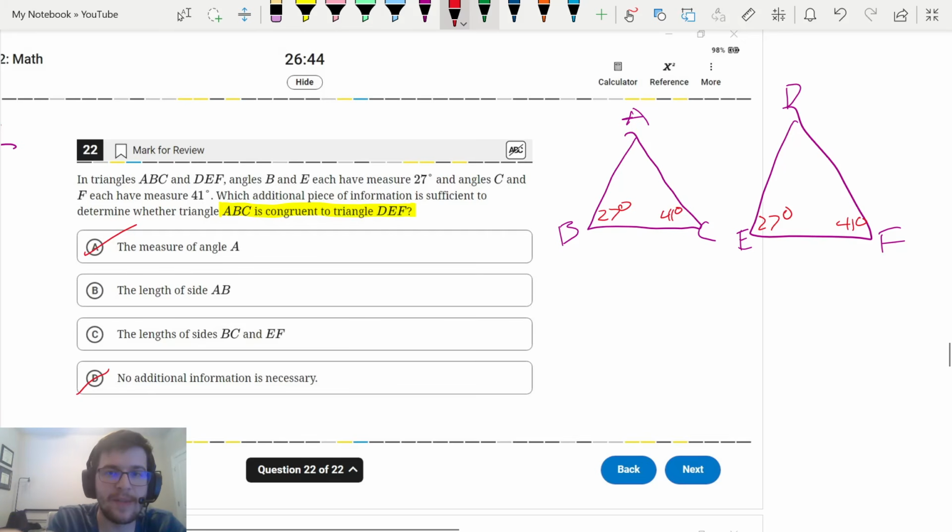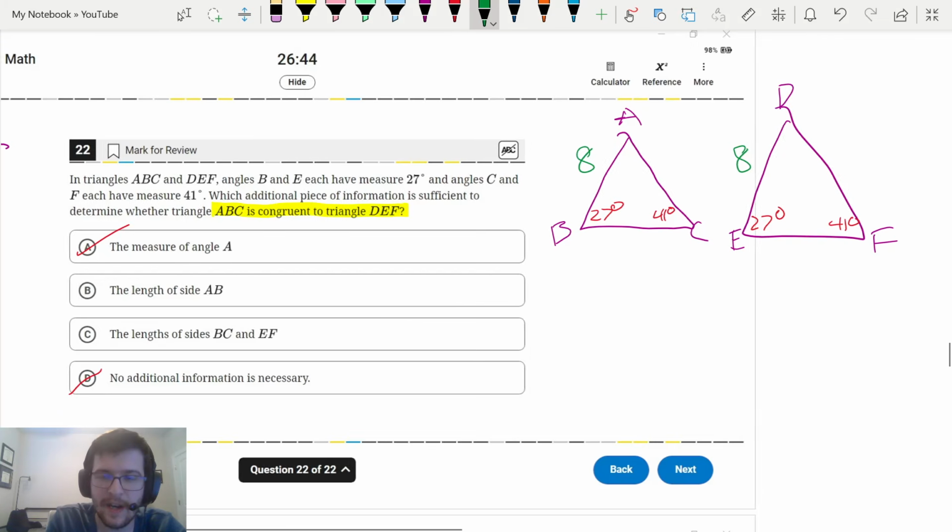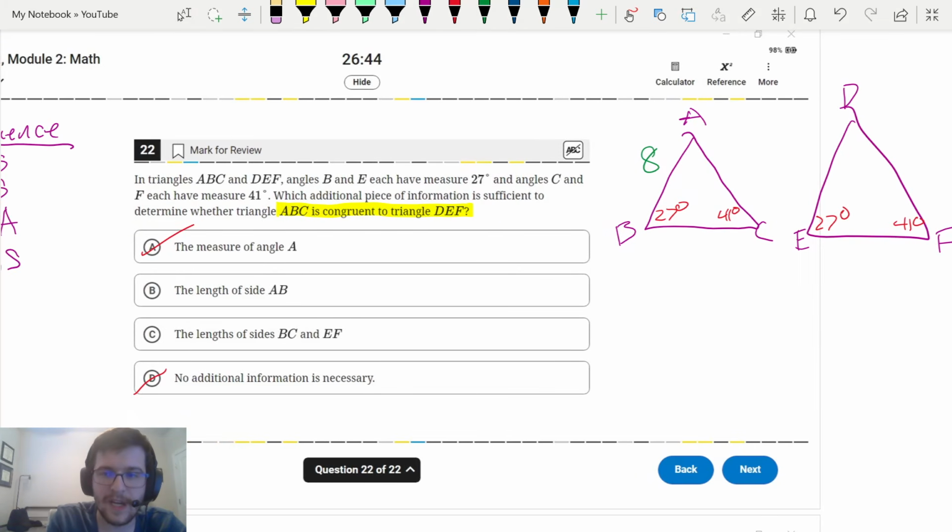The length of side AB. Okay, let's say this is 8. That's great, but I would need to know the side of ED as well, right? Maybe ED is 8 as well, and then I could say angle, angle, side. But because it doesn't give us a pair of information, it doesn't help us. So this is wrong. So the answer must be C.